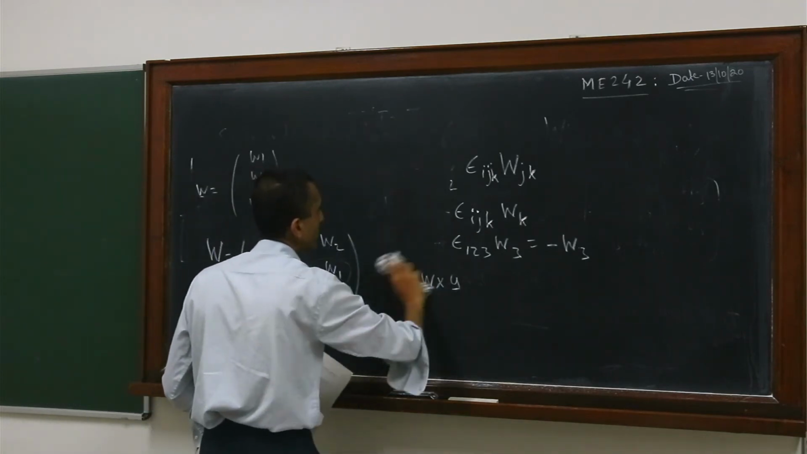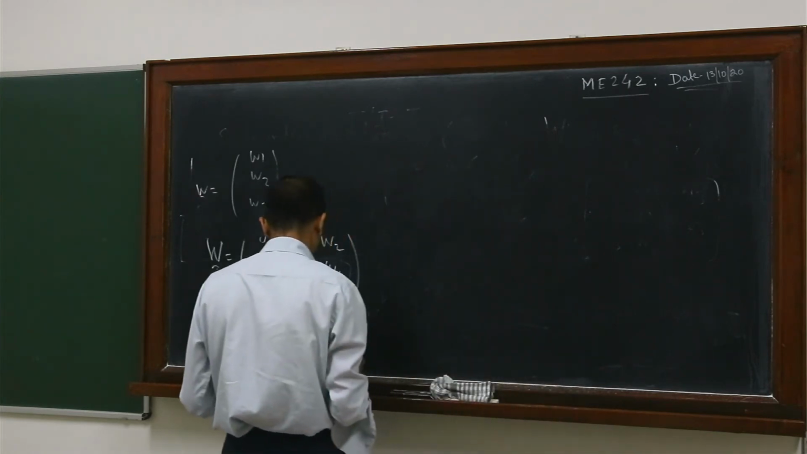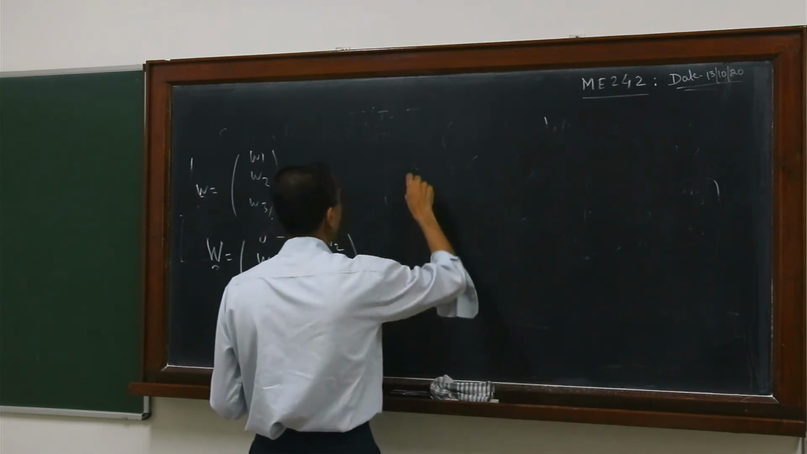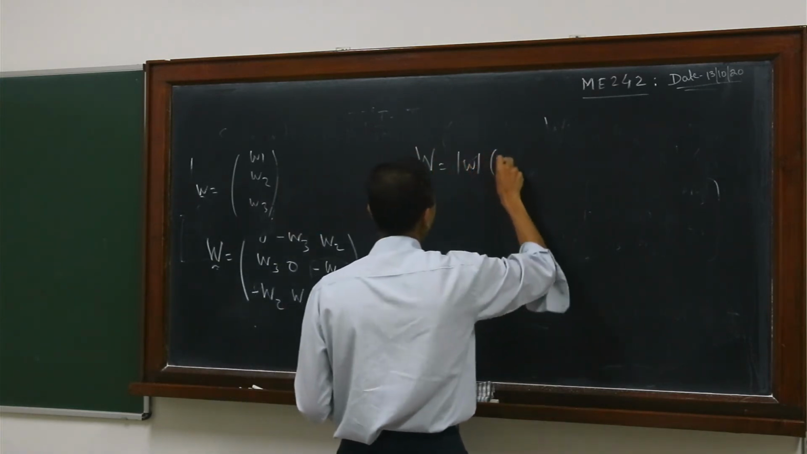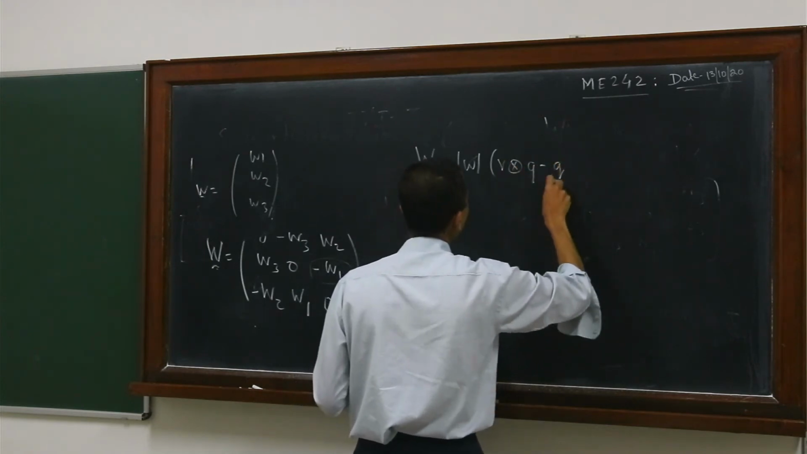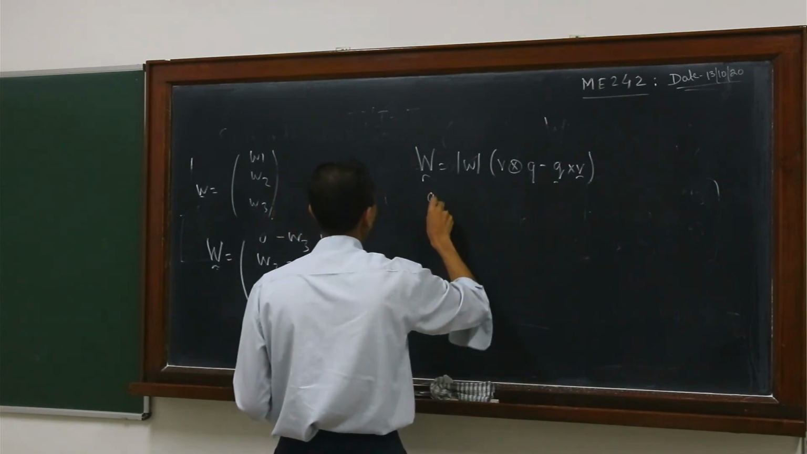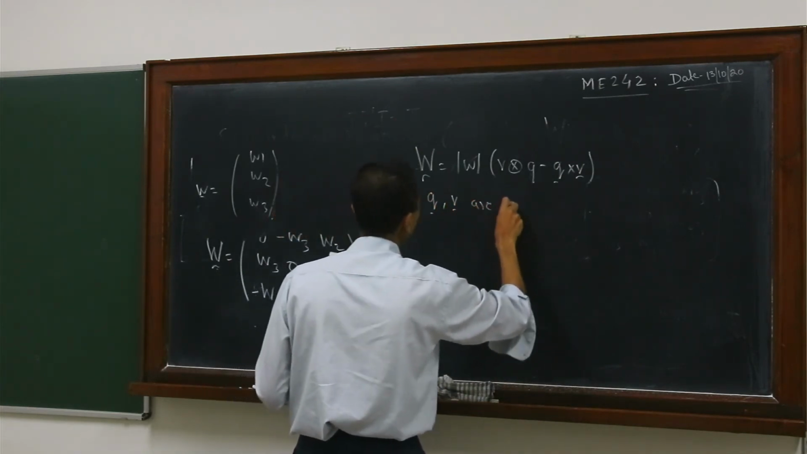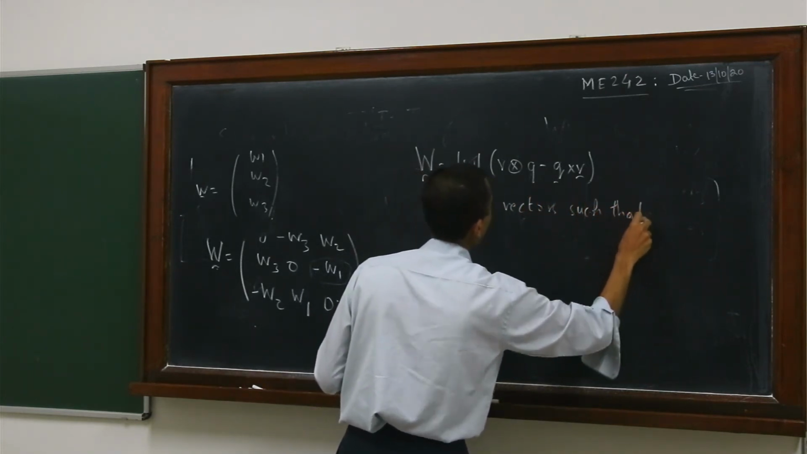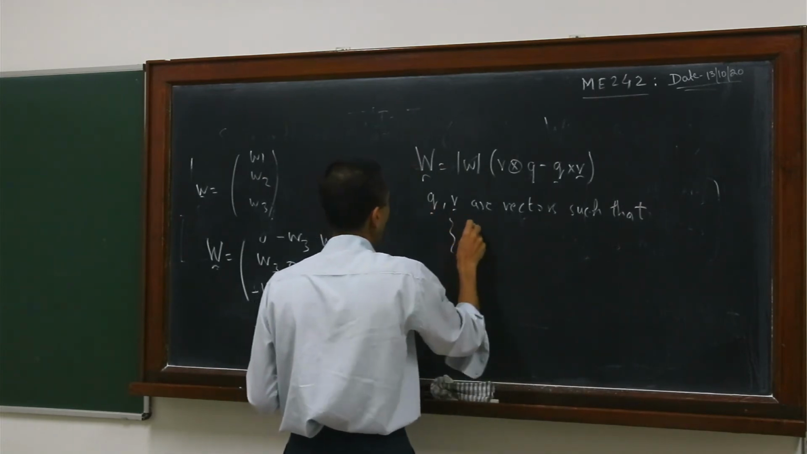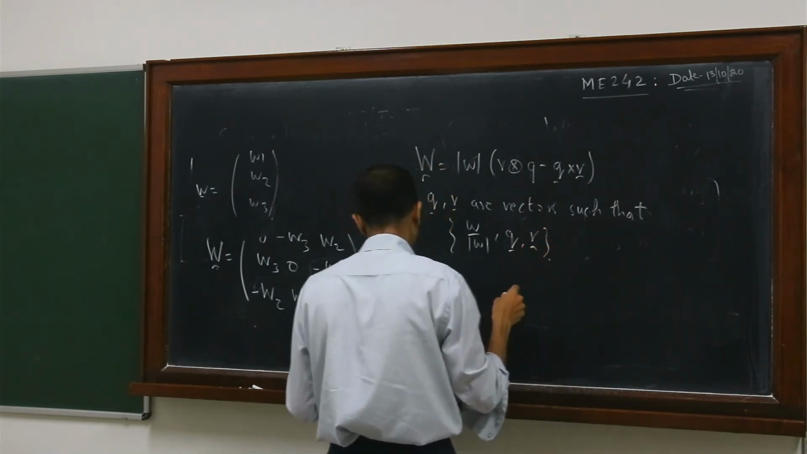Another relation that I will write for the skew symmetric tensor and the axial vector. This W can also be written as norm of W times R cross Q minus Q cross R, where Q and R are vectors such that W by norm W, Q, R form an orthonormal basis.